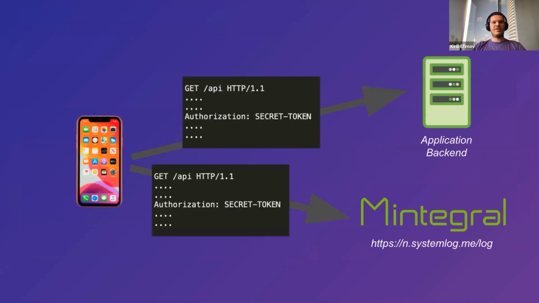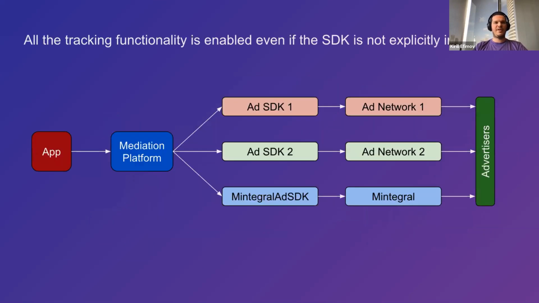Let's have a quick look at the HTTP request tracking. Here, everything is much simpler. Every time your app makes a request to your backend, the Mintegral SDK can collect this data, including HTTP request headers, cookies, and so on. So your authorization tokens can be collected as well as some other sensitive information.